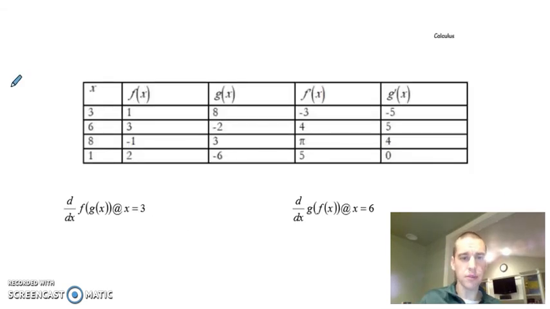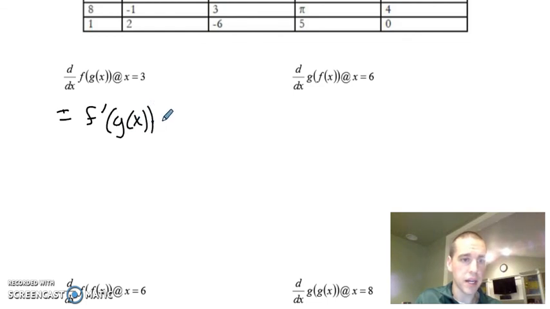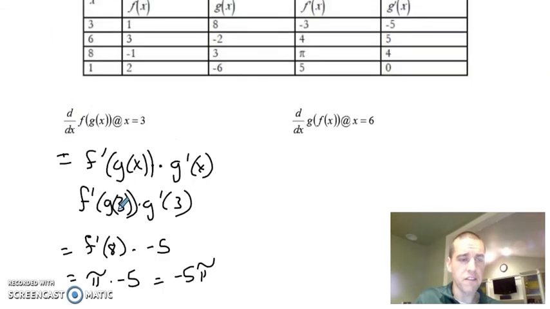For the final problem, I'm going to do 2 of these, and then you guys can do the rest of them for class. So we just did this problem basically in the last one. When you take the derivative of this, you're going to take the derivative of the outside multiplied by the derivative of the inside. So f prime of g of x multiplied by g prime of x. Find it at x equals 3. So I found f prime of g of 3 using the table. Good luck.